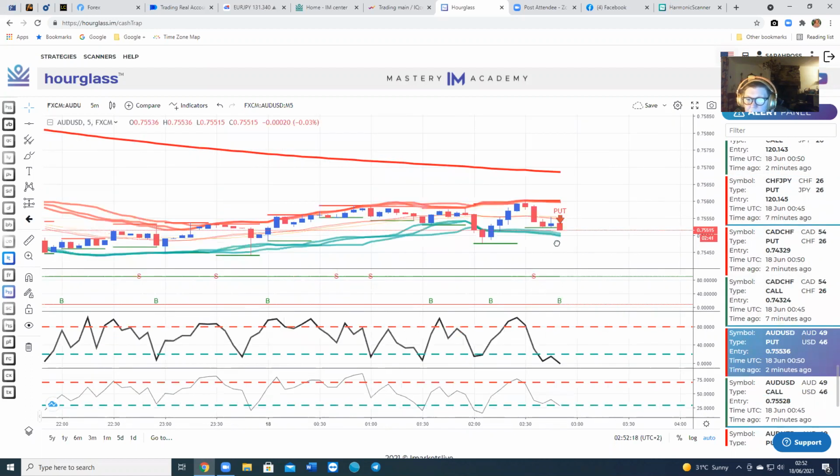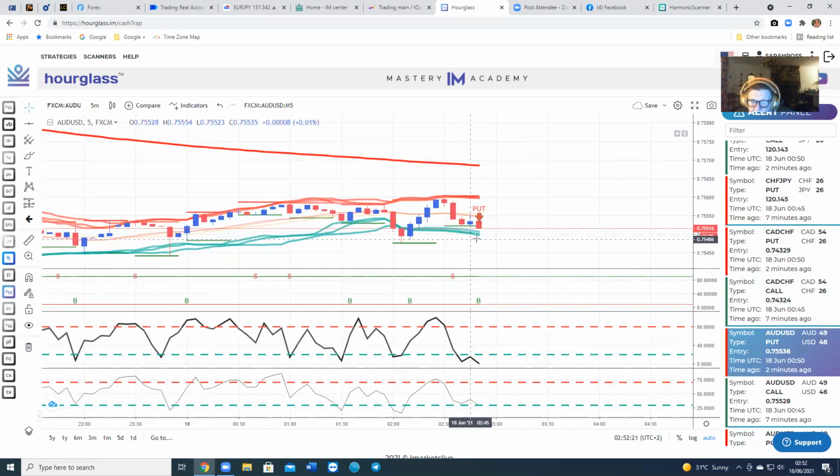HourGlass 49 to 46. We said we were only going to buy the Australian dollar. Now that is coming down to a very interesting area. Heavily oversold. It's tapped the green. We've got a buy. Well, it's just shot off there. And we're down at the Bollinger Bands.